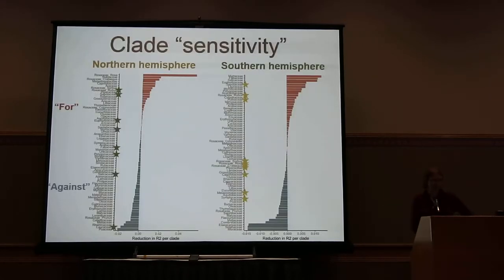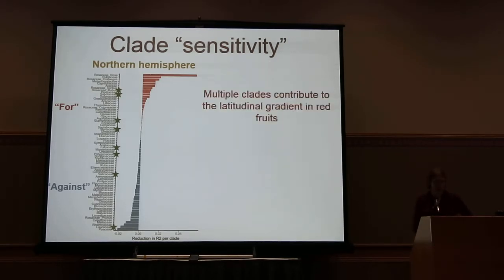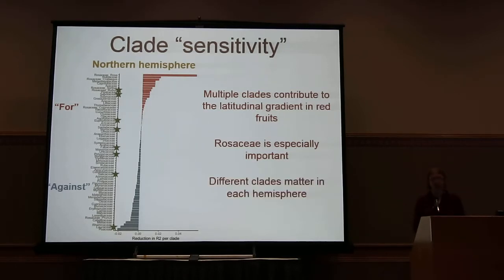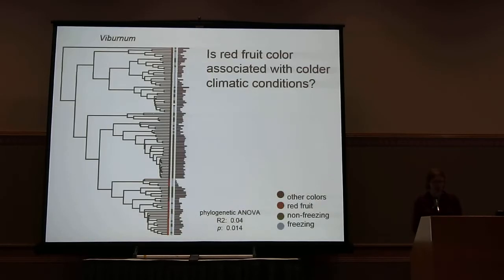So we looked at what clades are actually contributing, and the take-home message is that there seem to be a lot of different clades that are contributing, but Rosaceae in particular are especially important. And these stars over here indicate the clades that were important in the southern hemisphere, and essentially what we see is that there's different clades that matter in each hemisphere.